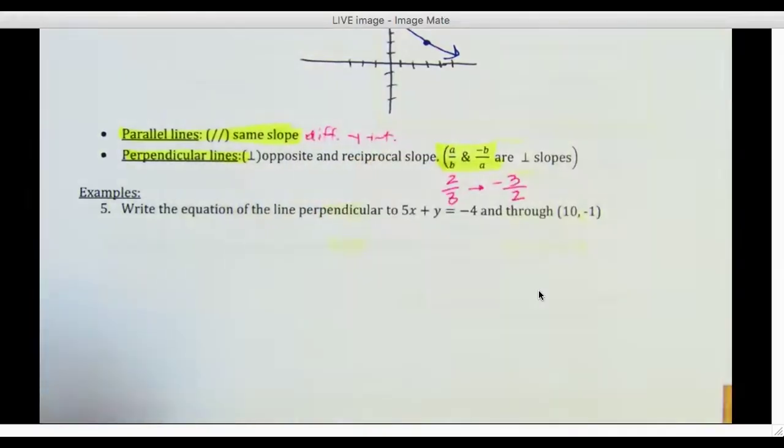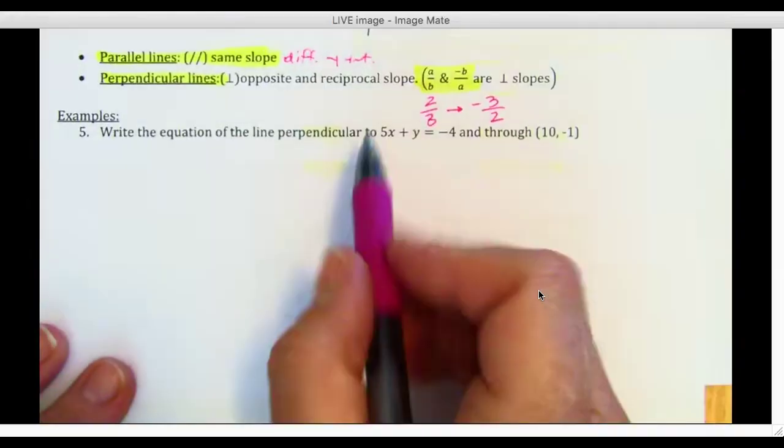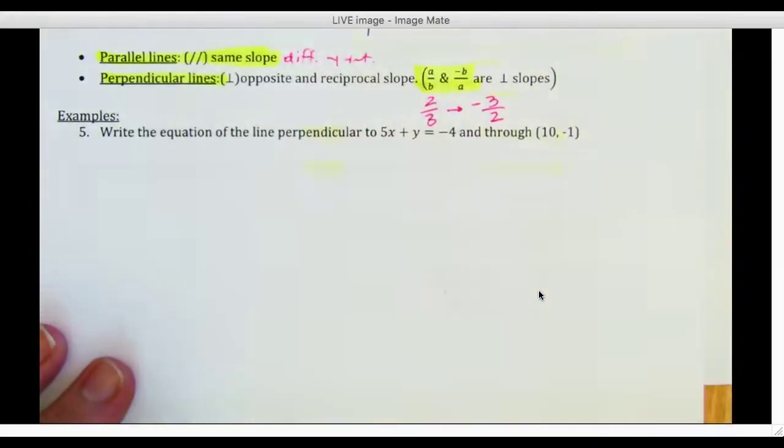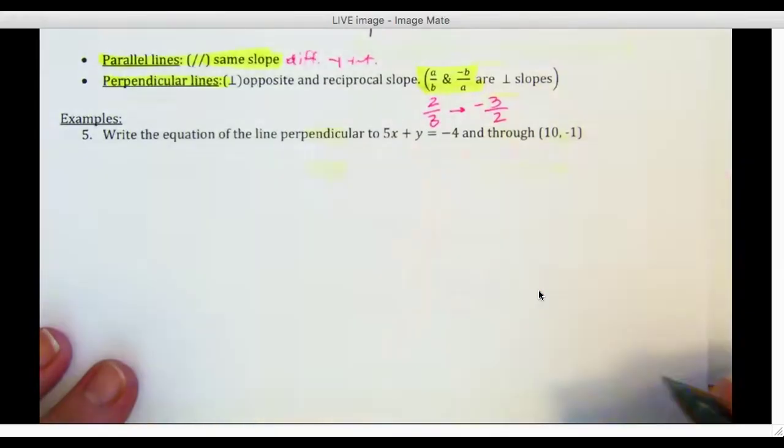So in this next example, it asks us to write the equation for the line perpendicular to this equation here and through this given point. So the first thing I need to do is find, okay, well, what is the slope of this line?